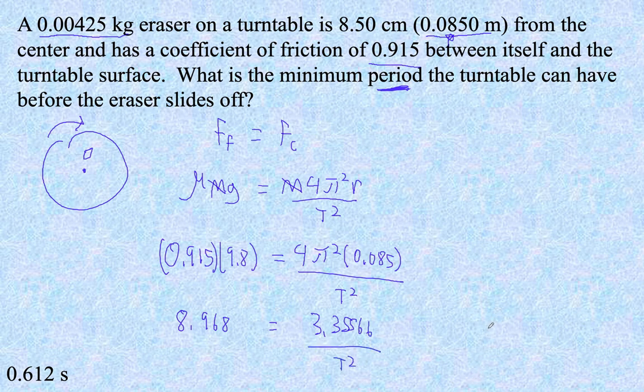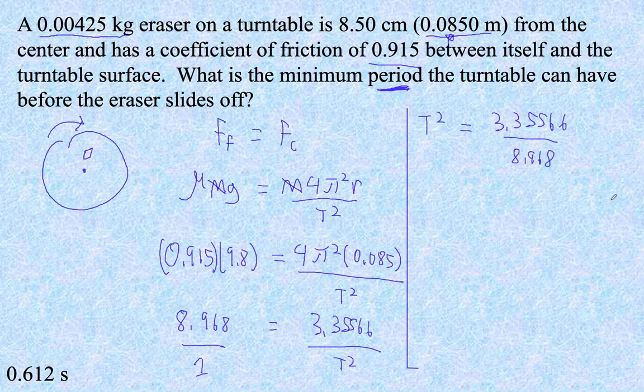Okay. Now, how do we solve for t? The hardest part is yet to come. It's like, oh, what do we do? Well, I can just switch these guys. This is over 1. And when you have two fractions like that, you can always switch these things diagonally. So I'm going to go t squared equals 3.35566 divided by 8.968. Okay, so that guy divided by, oh, it's 8.967.